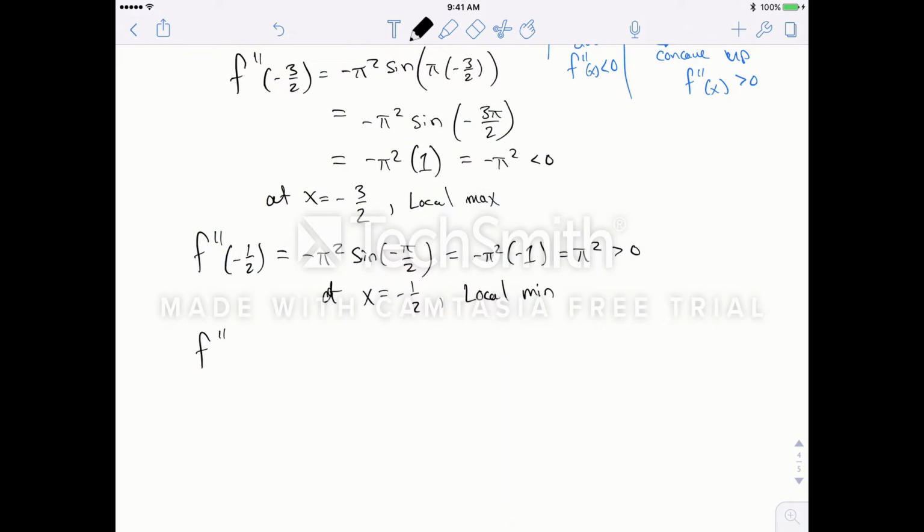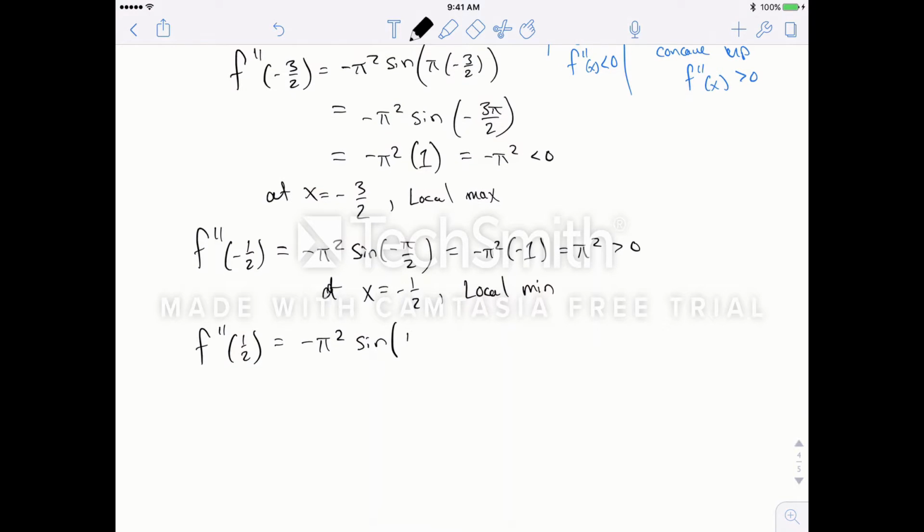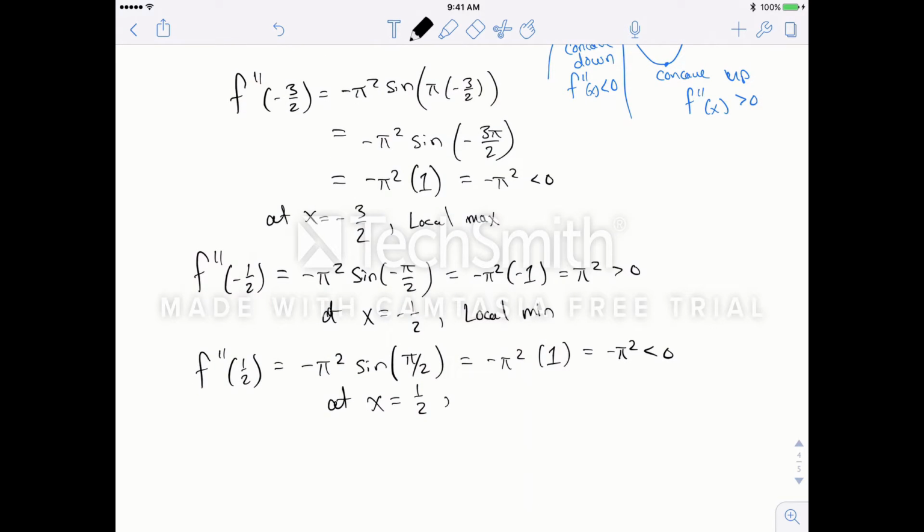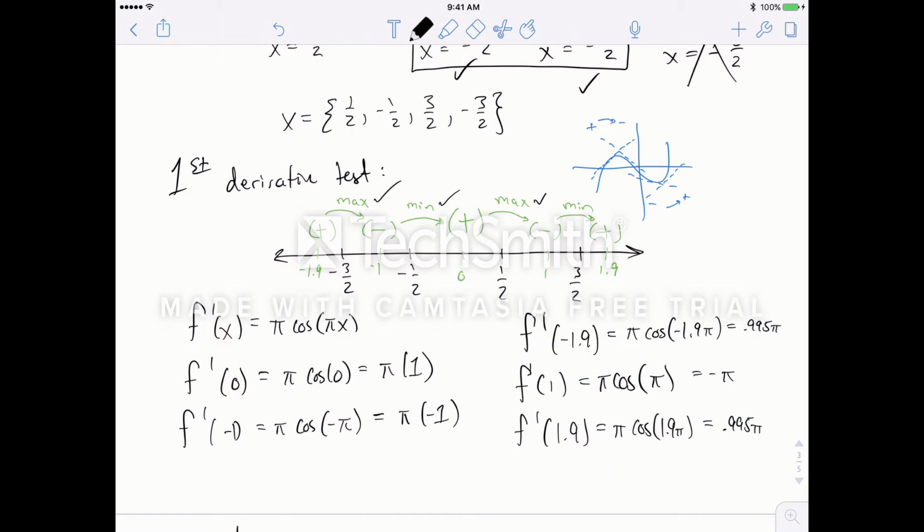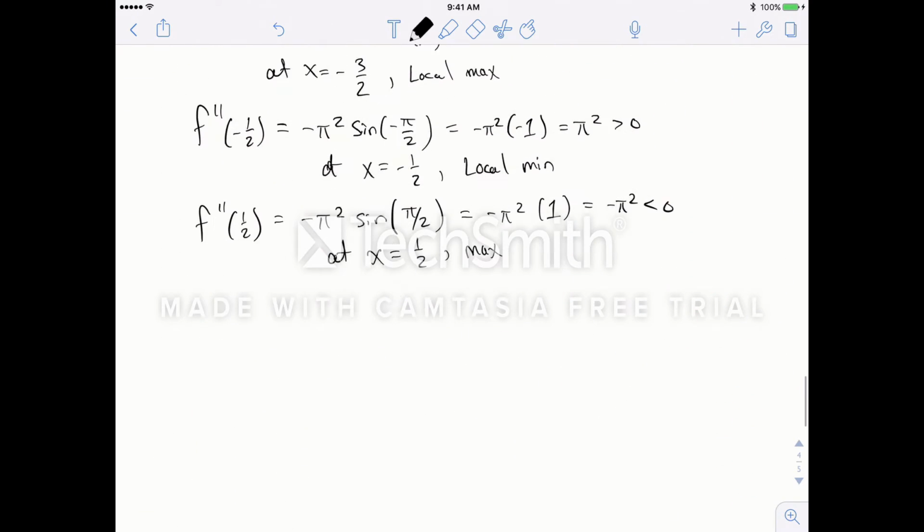Moving right along. So we have negative pi squared sine of pi over 2. Again, back to our trusty unit circle, sine of pi over 2 is 1, and we're left with negative pi squared, which is less than 0. So by the second derivative test at x equals 1/2, the second derivative is negative, which means we're concave down, which means we have a local maximum. Let's check to make sure we have that right. Indeed we do. Now for the last one.